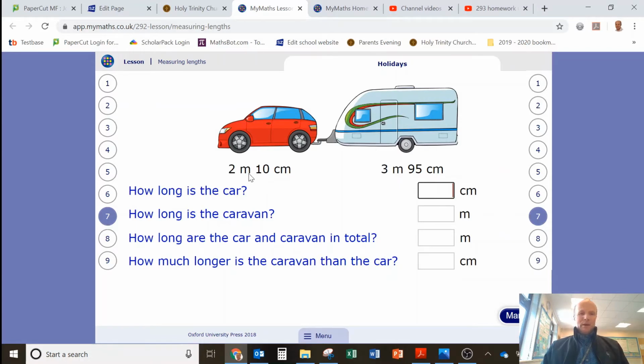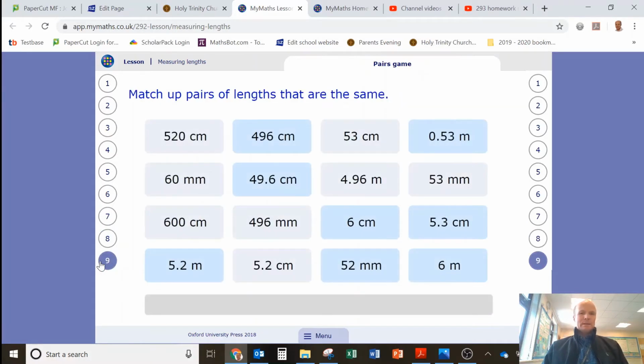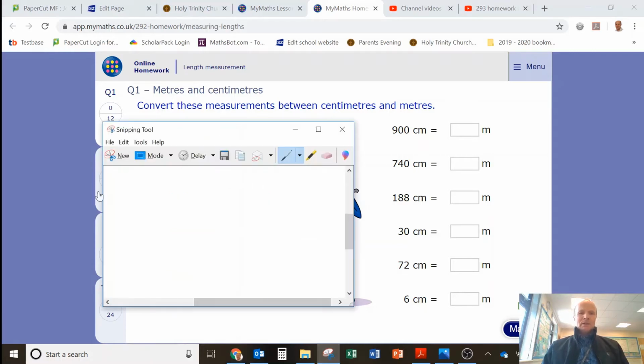Here again we're combining meters and centimeters. We're converting here between meters and centimeters, which will be assessed, and again matching meters and centimeters, millimeters. If we have a look at the questions here, we want to convert meters to centimeters. Now there are 100 centimeters in a meter, so we're going to be multiplying by 100.